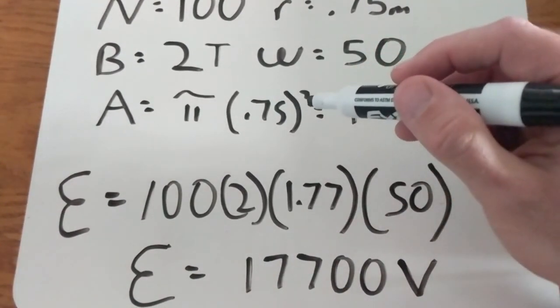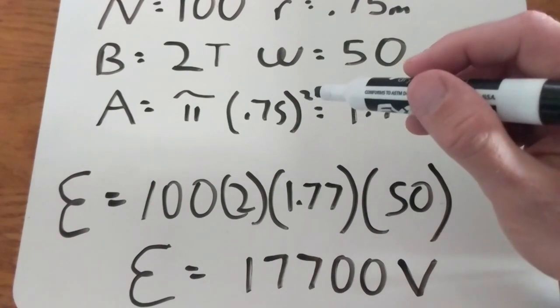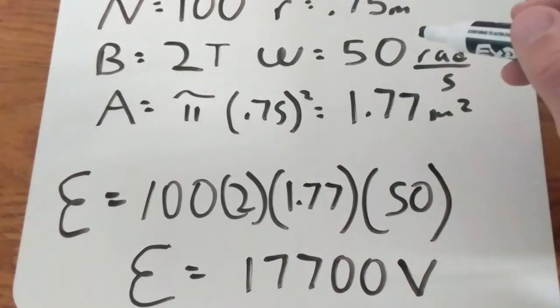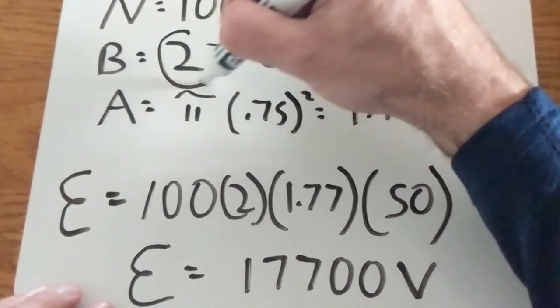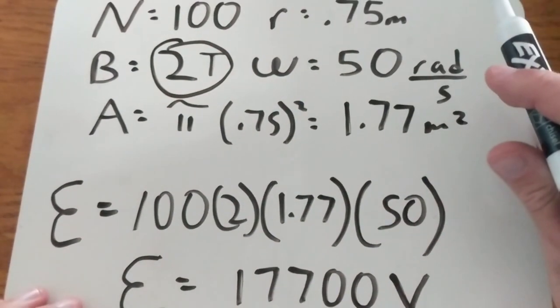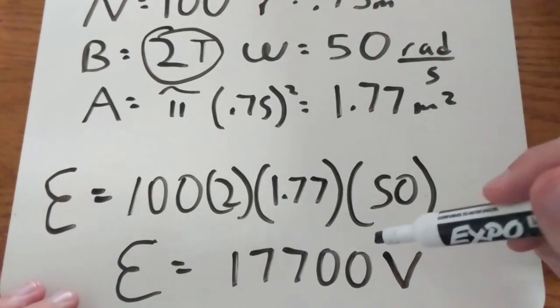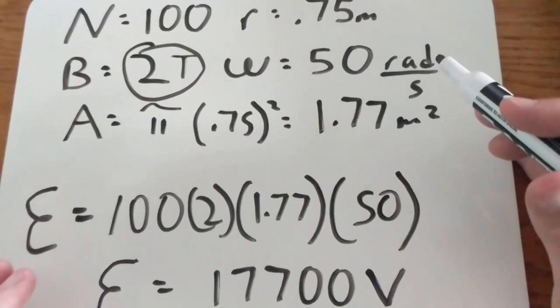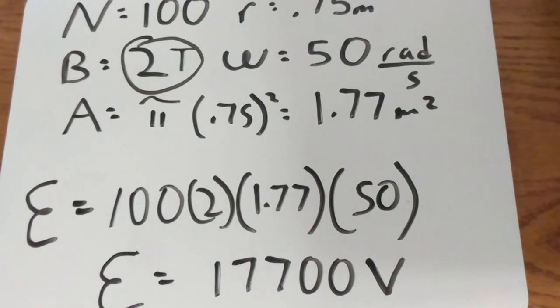A 0.75 meter radius is a pretty large coil, all right? And 50 radians per second is fairly fast, and this is a very large magnetic field, all right? But so it produces a very, very high voltage. And that's how we calculate how much voltage a generator makes.